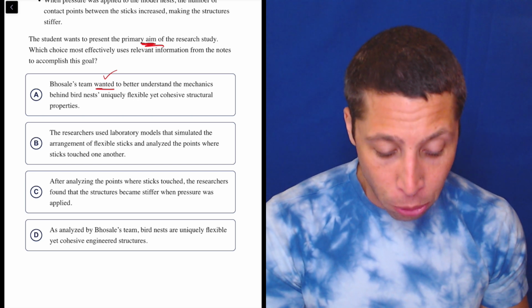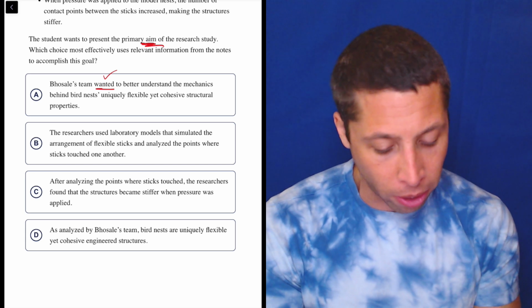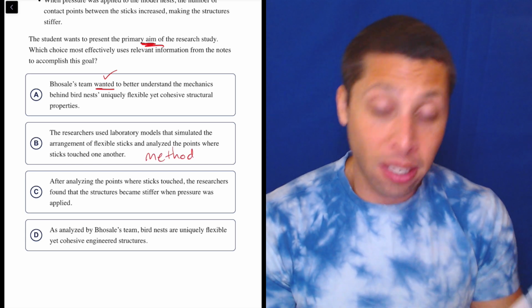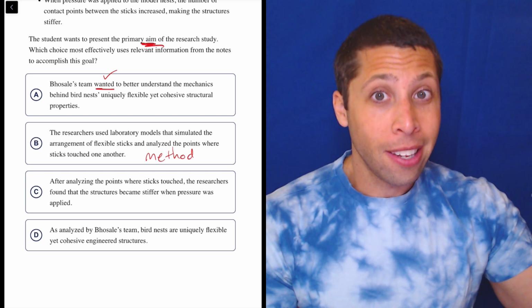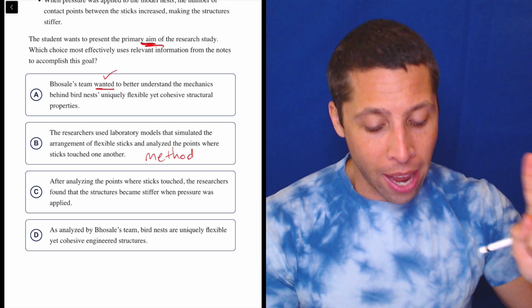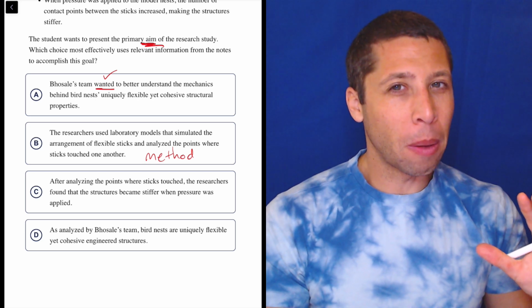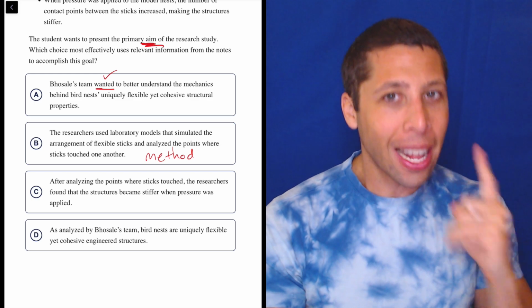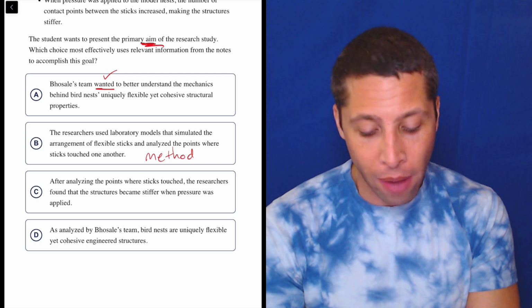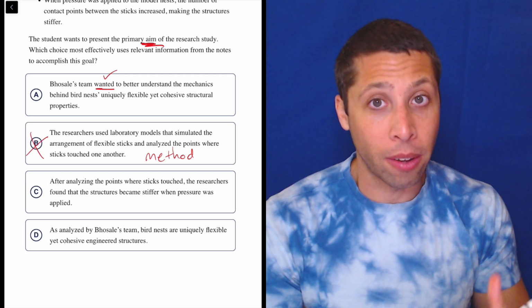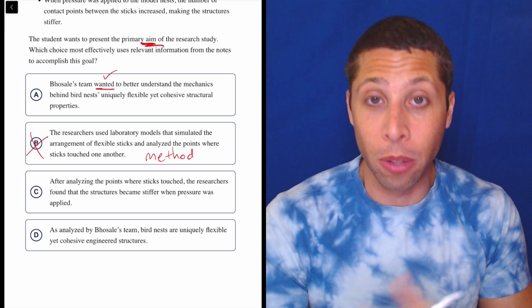The researchers used laboratory models that simulated the arrangement of flexible sticks and analyzed the points where sticks touch one another. This is the method, right? Is it summarizing the experiment? Yes. Is it presenting the research study? Yes. Like if the question were different and it said the student wants to present the research study, suddenly choice B seems a little bit better because it's kind of summarizing what they did, but that's not what the question says. So you got to be really careful when the question gives you specific instructions that you follow them, because now I know this is definitely wrong. They don't want what they did in the study. They want to know what the people who did the study wanted to do in the first place.